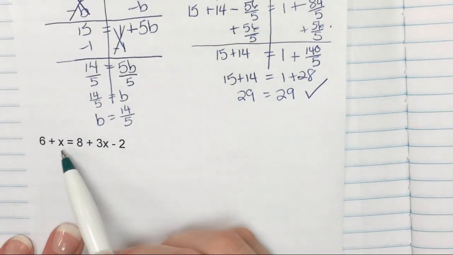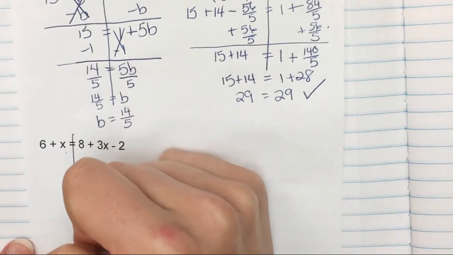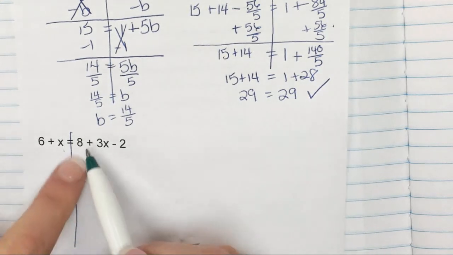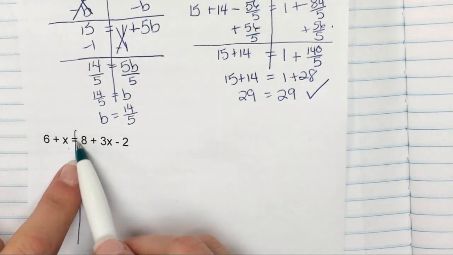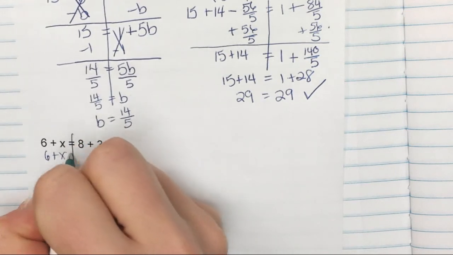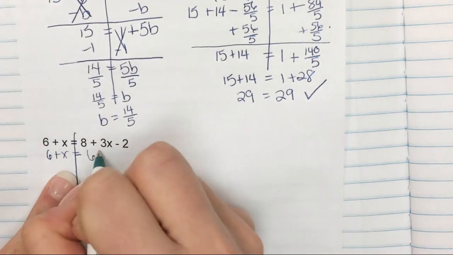I have 6 plus x is equal to 8 plus 3x minus 2. So I'm going to start by moving all of the variables to one side and all the constants to the other. I'm going to first combine these like terms. I have a positive 8 and a negative 2. So I have 6 plus x is equal to 8 minus 2 is 6 plus 3x.